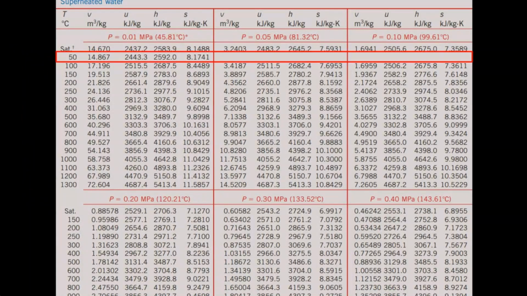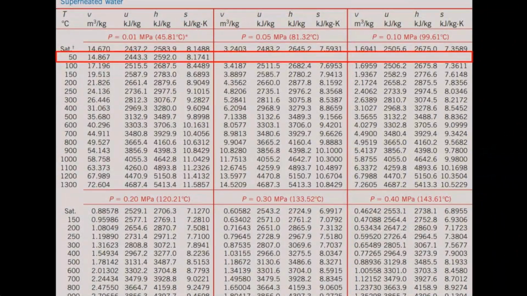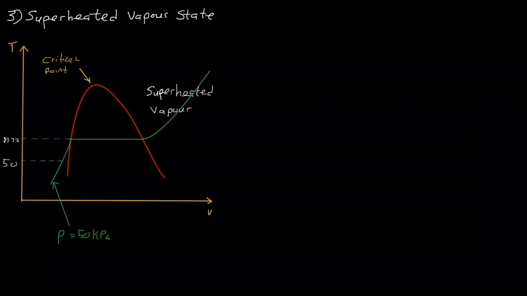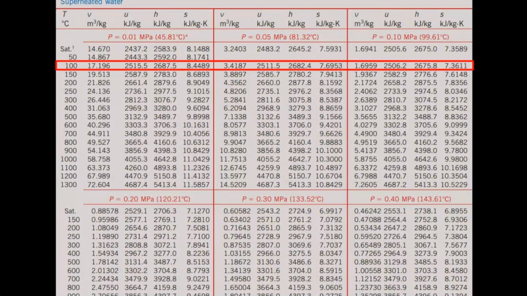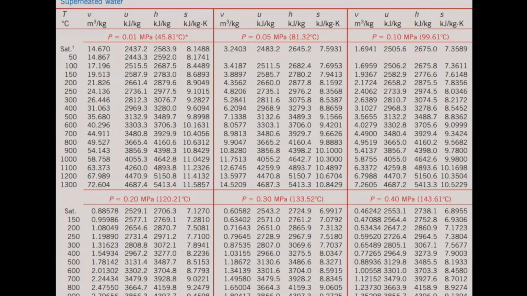The first row shows the properties at the saturated vapor state, and the rows that follow show the properties at higher temperatures. We can see that there is no entry for 50 degrees Celsius because 50 degrees Celsius is less than the saturation temperature, 81.32 degrees Celsius. And so at this temperature, our substance is a compressed liquid. The next row shows the properties of our substance at 100 degrees Celsius. And of course, 100 degrees Celsius is higher than our saturation temperature, so the substance is superheated at this state. The other rows follow in the same manner, showing us the properties of superheated vapor at higher temperatures.